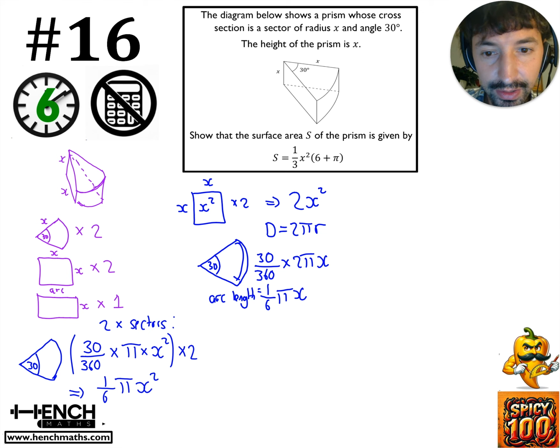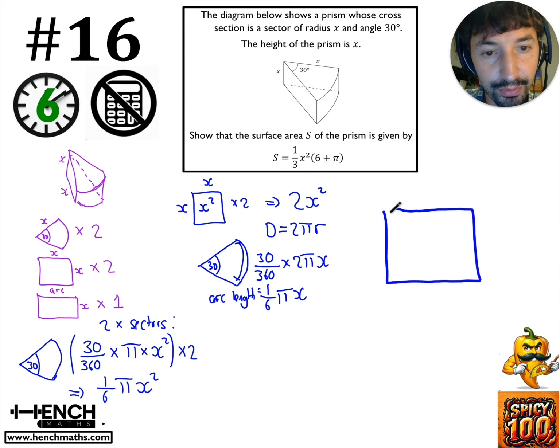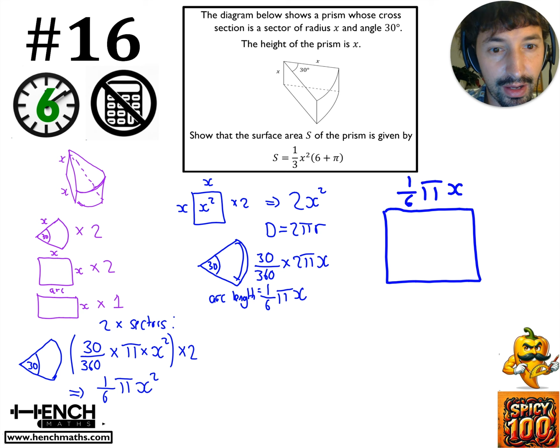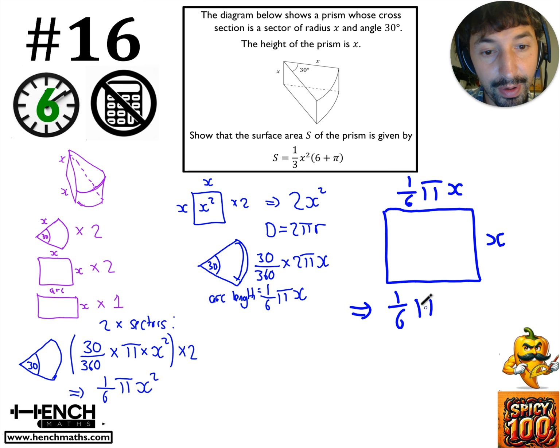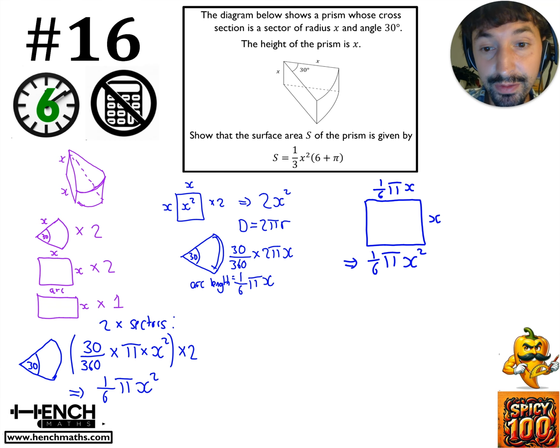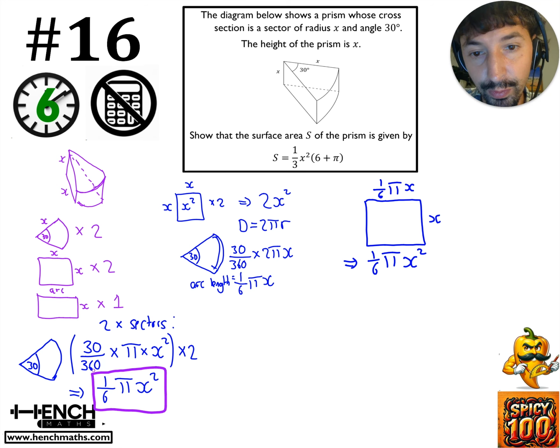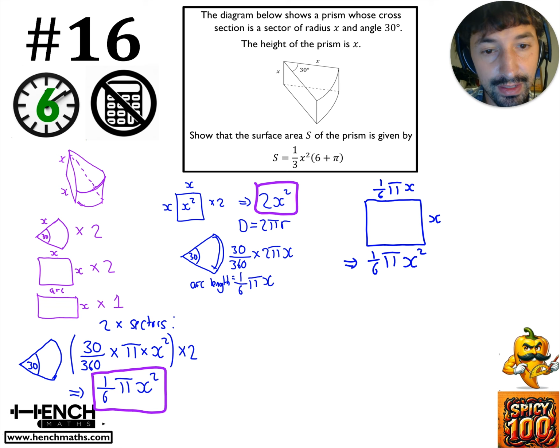So the last side that we need to find, the arc length will be one of the straight lengths. So we're going to have 1/6 pi x. So that's the width of the rectangle, and then the height will be x again because the height of the prism is x. So our last area we need to add on is a 6th multiplied by pi x times x, so just a 6th pi x squared. So we've now found the areas of all of our sides. We've got the two sectors, the two squares, and the final rectangle.